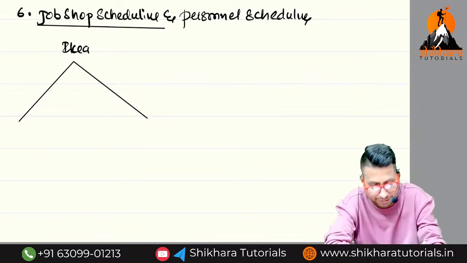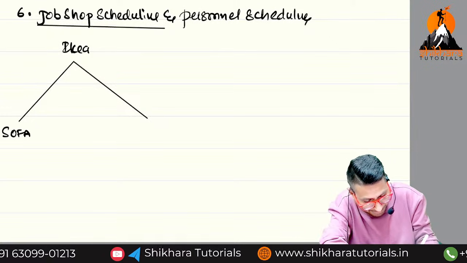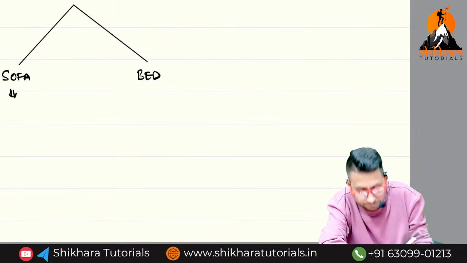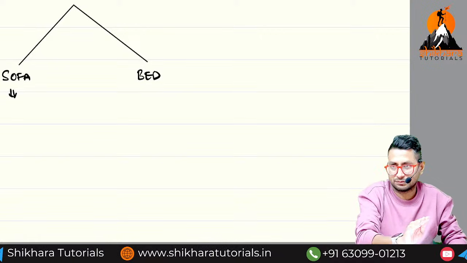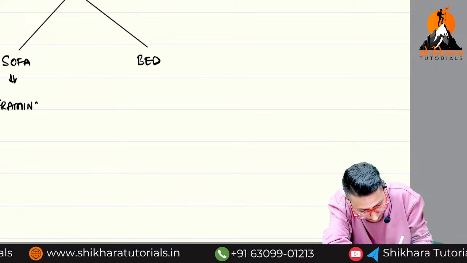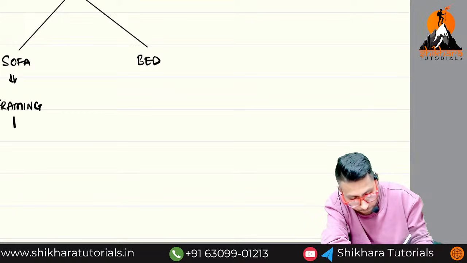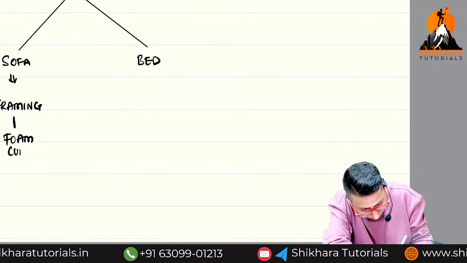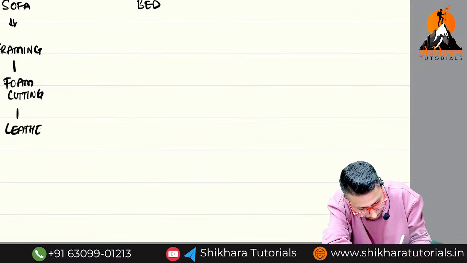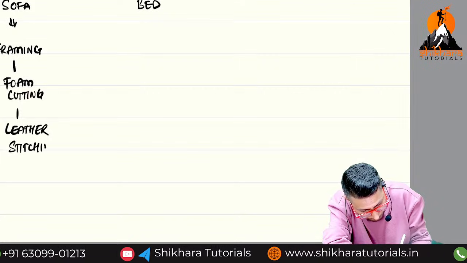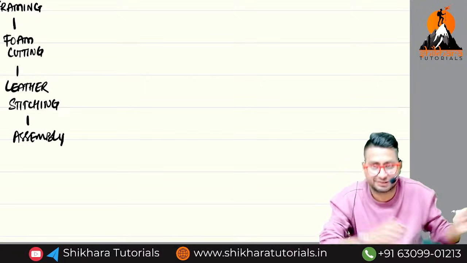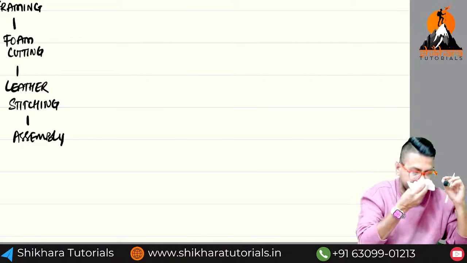Two simple activities I will tell. One is sofa and the second one is bed. The process is like this. I'm not a carpenter, so I might be wrong. Clear? So, framing. First step is framing. After framing, foam cutting. After foam cutting, they have leather stitching. After leather stitching, they have final assembly. They will assemble everything and deliver the sofa to the customer.